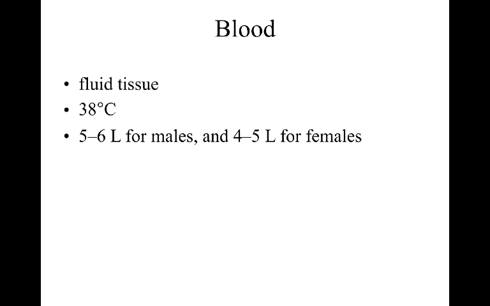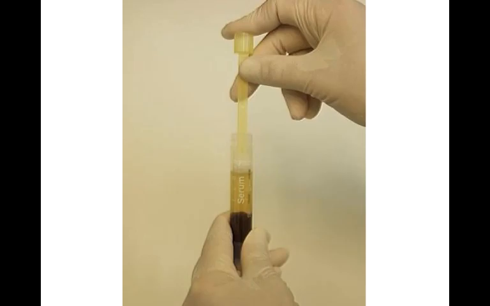The temperature of blood is slightly higher than your body temperature. Your body temperature is 37 degrees Celsius, but blood temperature is 38 degrees Celsius. The amount of blood that you have is between 5 to 6 liters. In males it is higher because of the size of the body and also because of the release of testosterone. In females it is less, between 4 to 5 liters, again because of the body size and also because of menses.